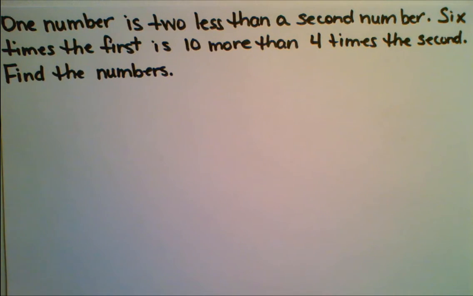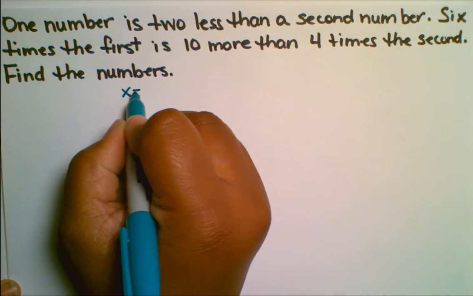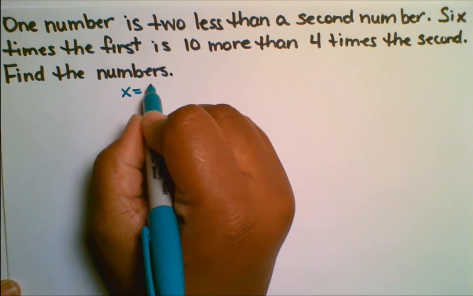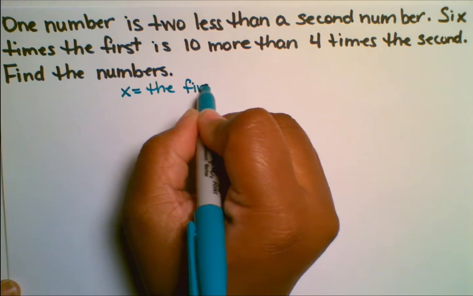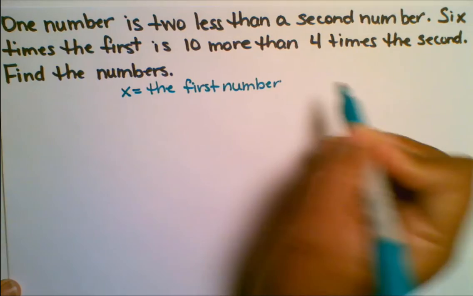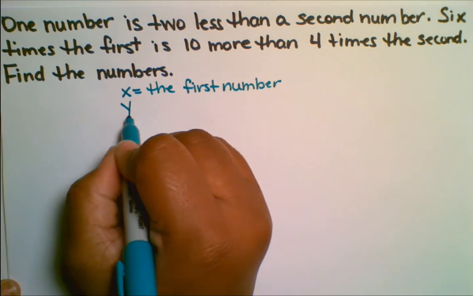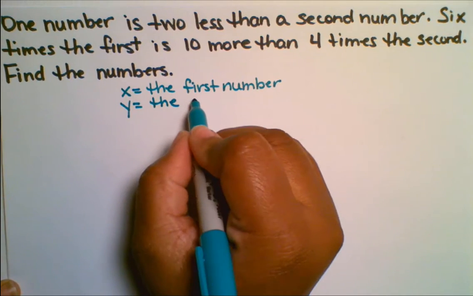Okay, so our first number, we don't know what that is. So we're going to call that x. Let's define it. Let x be the first number. And then we have a second number. We're going to call that y. So let y be the second number.